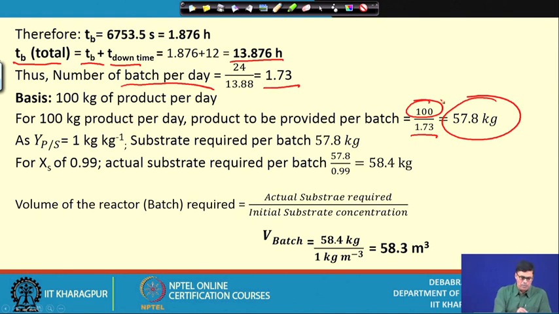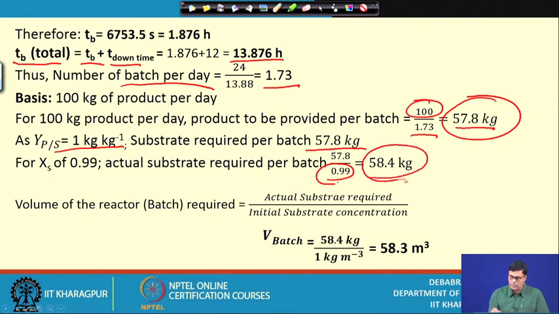Am I right? Now we already found from the stoichiometry that 1 kg of substrate can give 1 kg of product. If it is like this, we can easily say that to get this much product we require the same amount of substrate, that is 57.8 kg of substrate. But in this problem, the conversion efficiency has been given as 99%. Am I right? So this is to be divided by 0.99. So the actual amount of substrate required will be 58.4 kg.